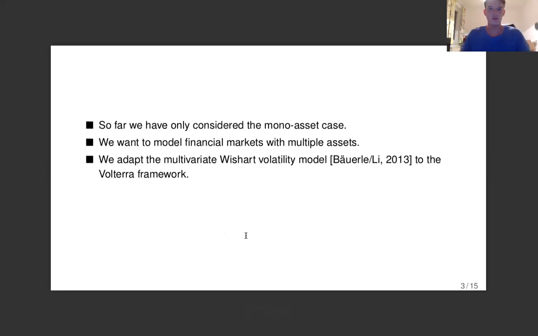So far, all those models are only used for the monoasset case, which means we just have one stock to consider. But in order to get more realistic results, we want to have financial markets containing multiple assets. So we have to adapt the multivariate Wishart volatility model, which has been described in Bouchard, to the Volterra model we have seen before.